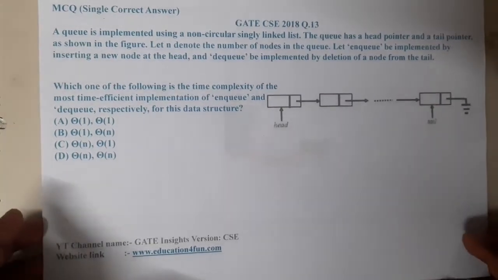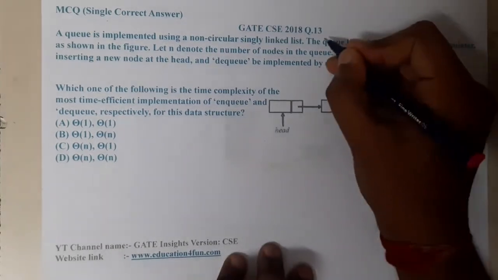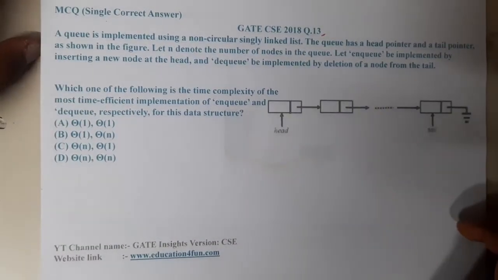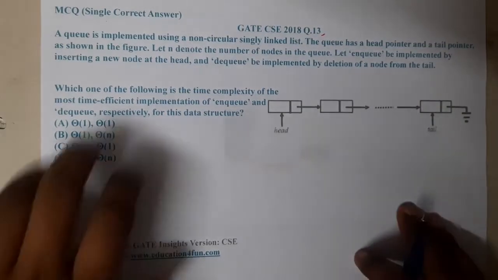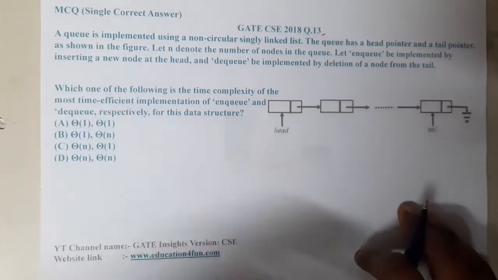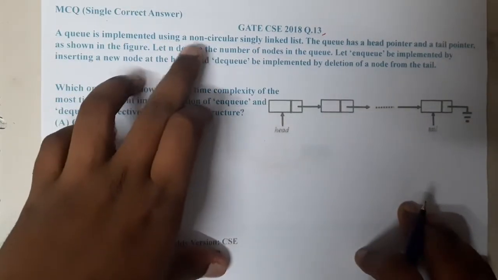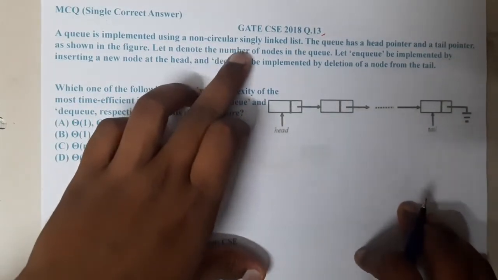In this lecture, let us go through the next question, that is GATE CSE 2018 question 13. Okay, let us start. So basically here a queue is implemented. So this is also a linked list based question. A queue is implemented using a non-circular singly linked list.